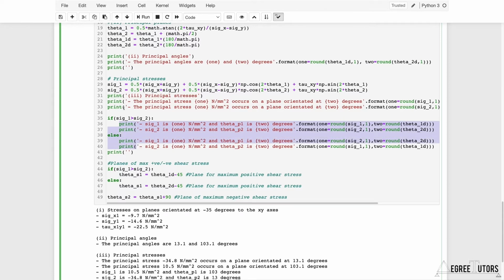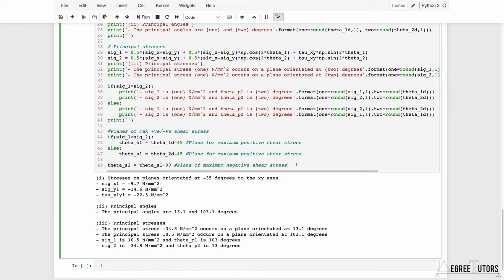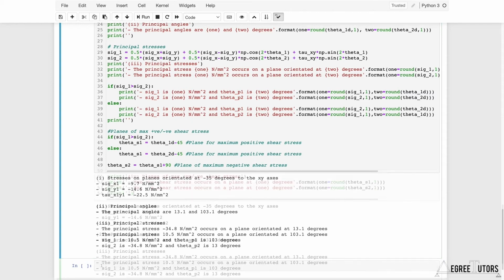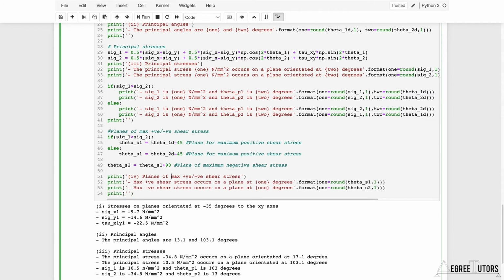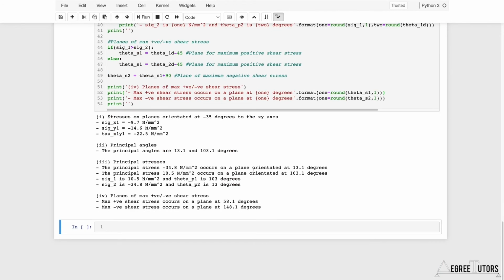But here we need to do the exact same test, and within this test we're actually defining theta S1, because you'll notice the thing that differs between this if condition and this if condition is which value of theta P we're defining as theta P1. Okay, so now that we have those angles, we can give ourselves another little print statement. We're saying the planes of maximum positive and negative shear stress are, and then we're just printing them out.